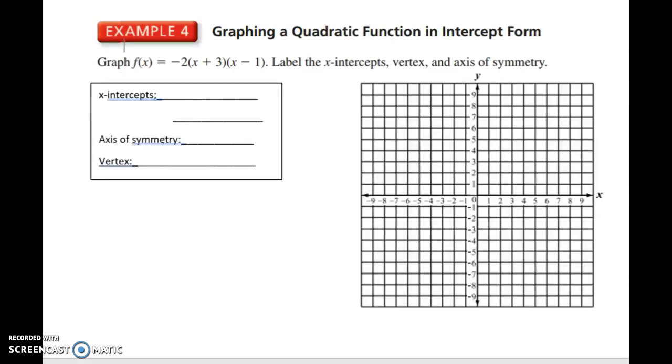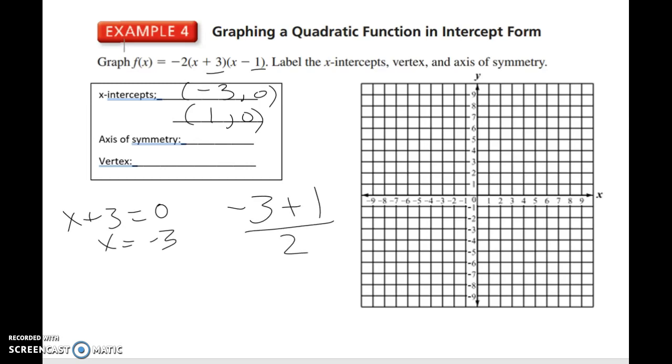So first we need to find the x-intercepts. The x-intercepts are going to be the numbers in the parentheses. You do take them opposite, because what we're actually doing is setting each parentheses equal to 0, and we'll solve and get both x-intercepts. So our x-intercepts will be negative 3 and positive 1. To find the axis of symmetry, it's going to happen in between those. So you're going to take your P and your Q and divide it by 2. That'll be negative 1. So your axis of symmetry will happen at x equals -1.